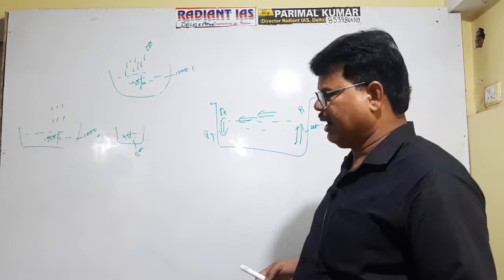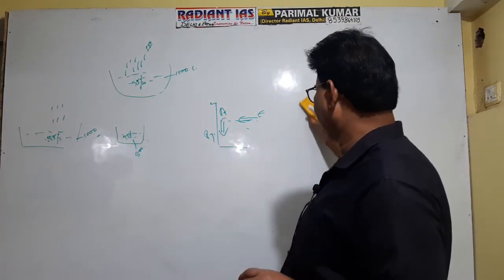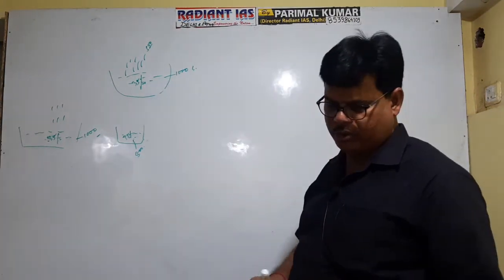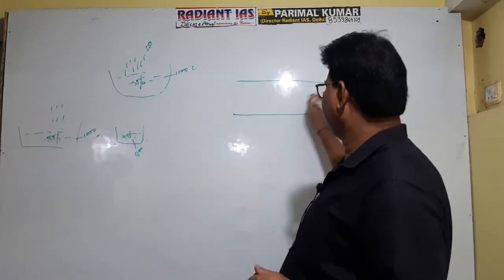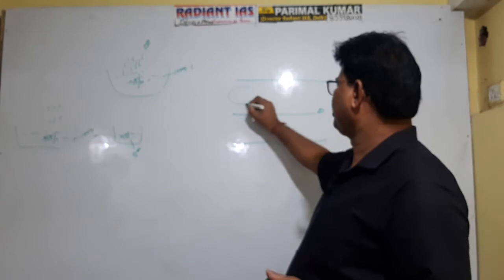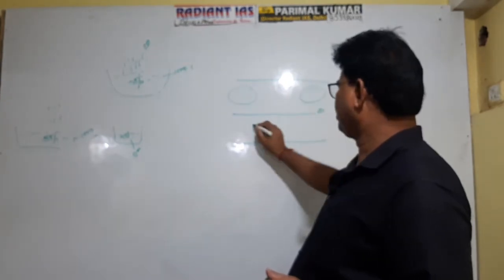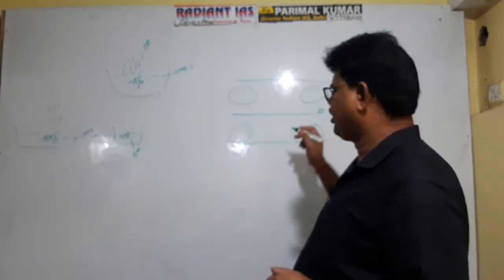I am drawing the figure to see it more appropriately. Suppose this is the equator, this is one continental part, this is another continental part, and this is, you know, that trade wind belt.